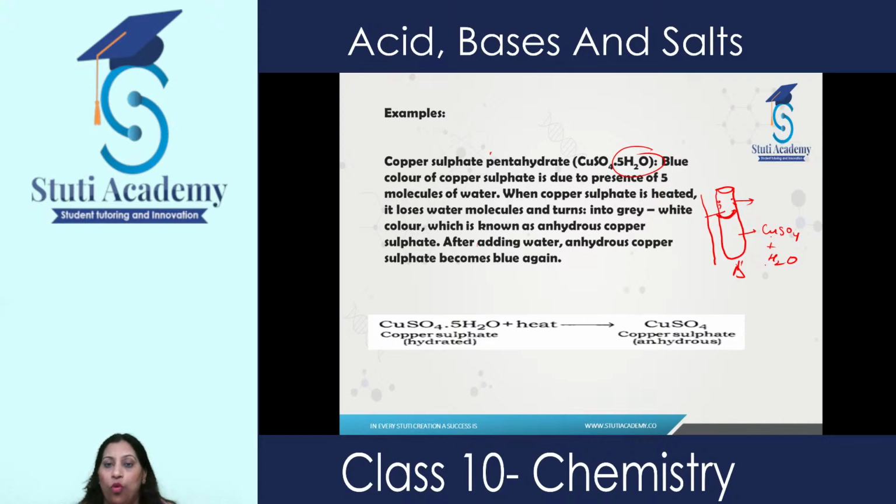And when water evaporates, its color changes. Earlier it was blue. Now its color changes to white. And the copper sulfate which is left behind here, its color changes to white. And this type of copper sulfate is known as anhydrous. And when we collect this white copper sulfate and add some water to it, again it becomes blue in color.